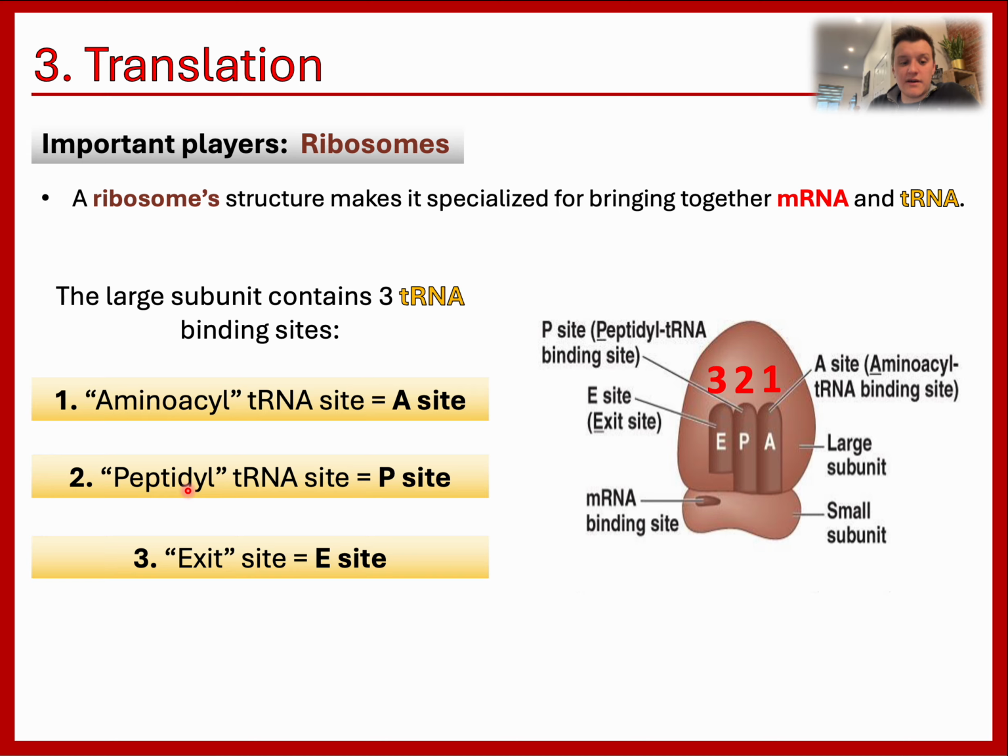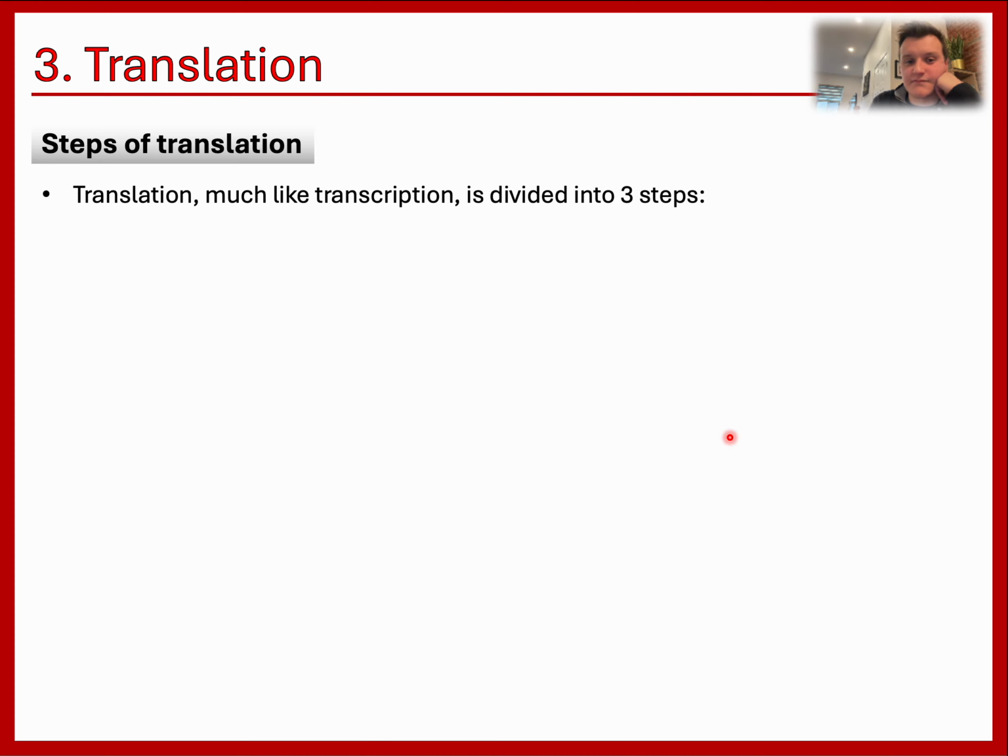Then the peptidyl tRNA site, that P site is where you're actually going to have the transfer. So you're going to be transferring the amino acid to the tRNA, okay? And then the E site, the exit site, that's where the tRNA, once it passed its amino acid to the chain, will go and exit. So let's go through these steps.